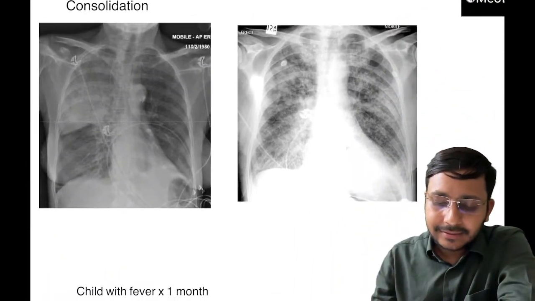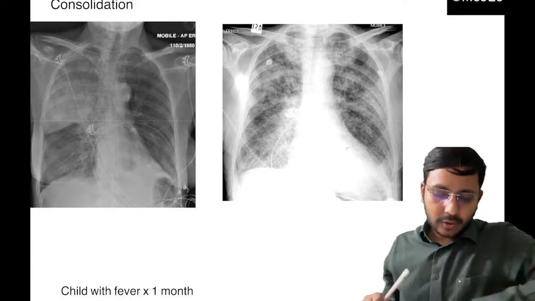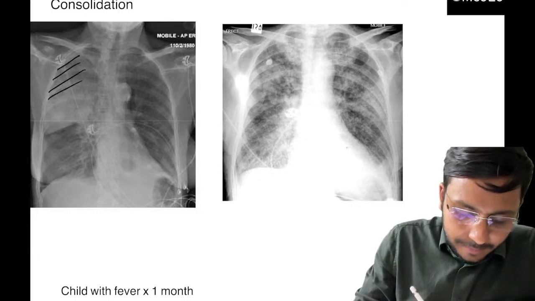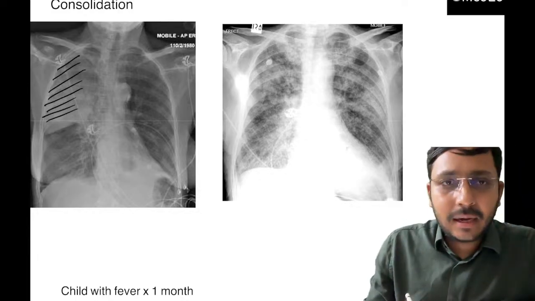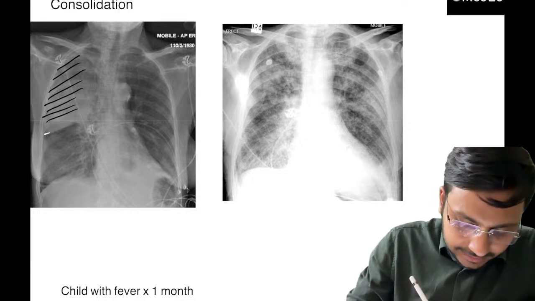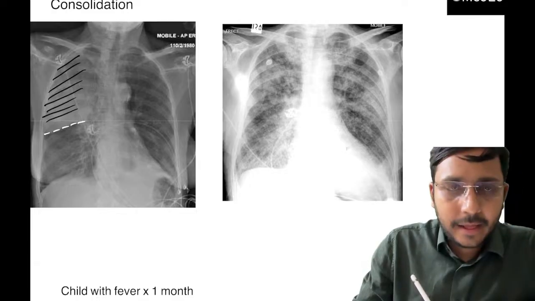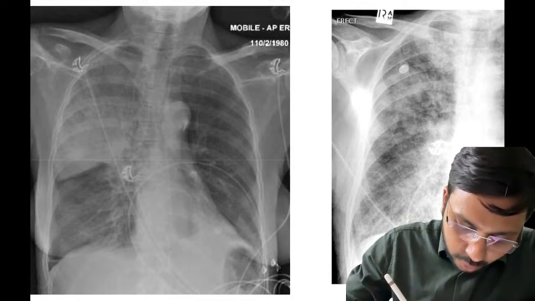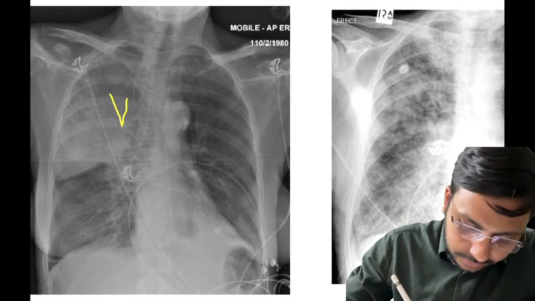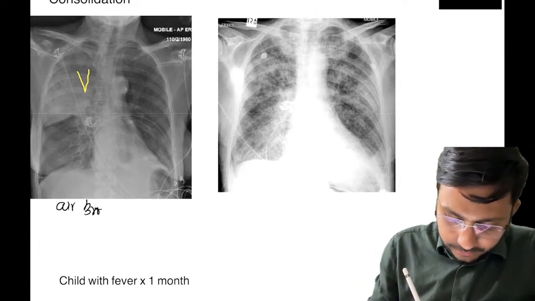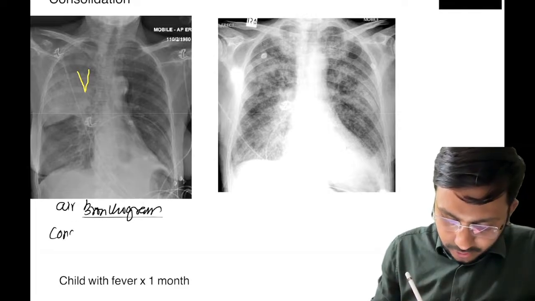Right? And again, this is how consolidation looks like. So I can see here that there is homogeneous radiopacity in the right upper and middle zone, and the minor fissure is not retracted. I can see the minor fissure is here. What else can I see? I can see, if I zoom in, I can see few air bronchograms. So air bronchograms are the hallmark of consolidation.